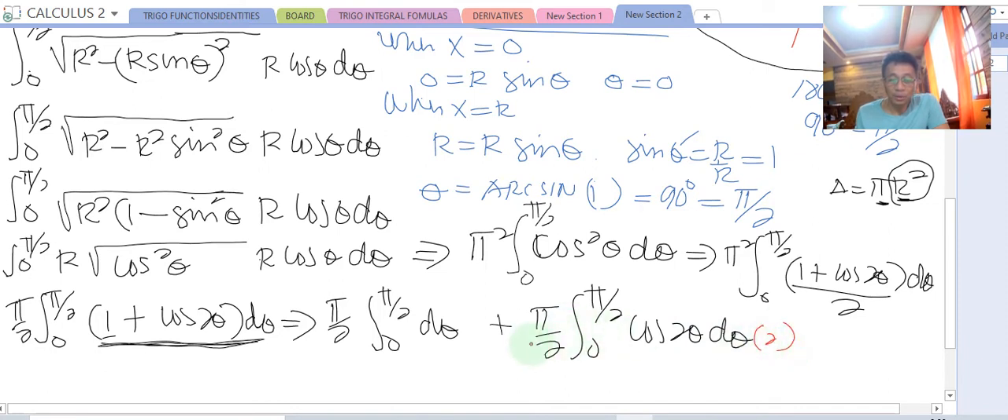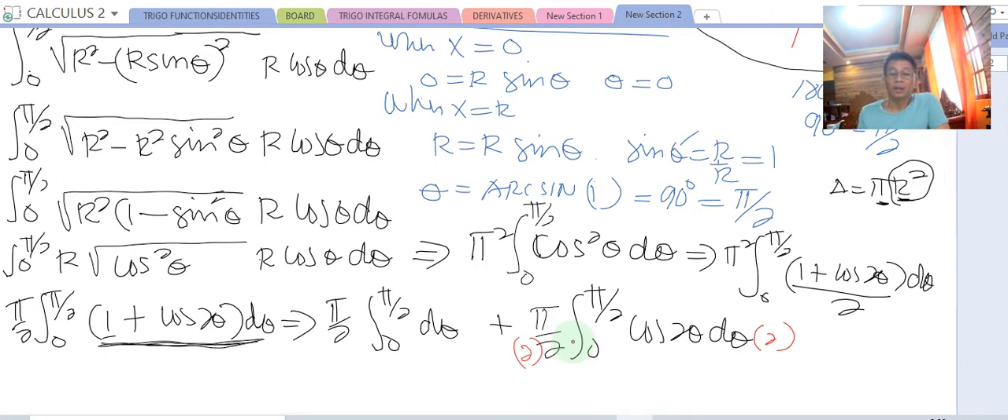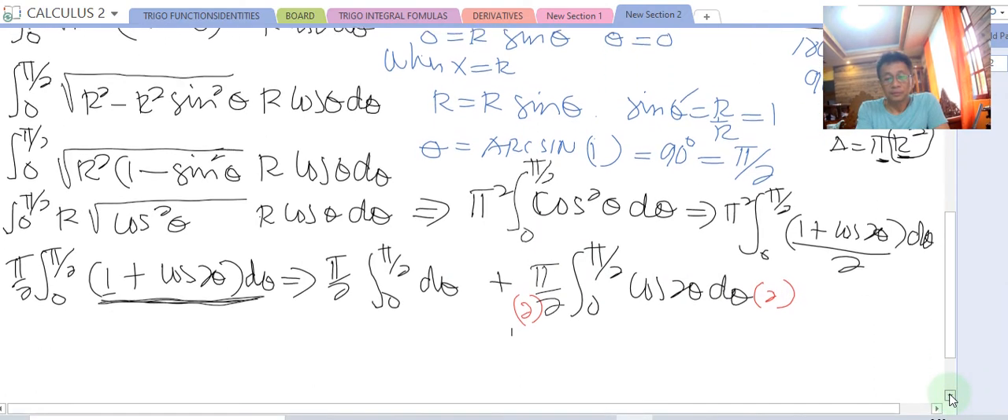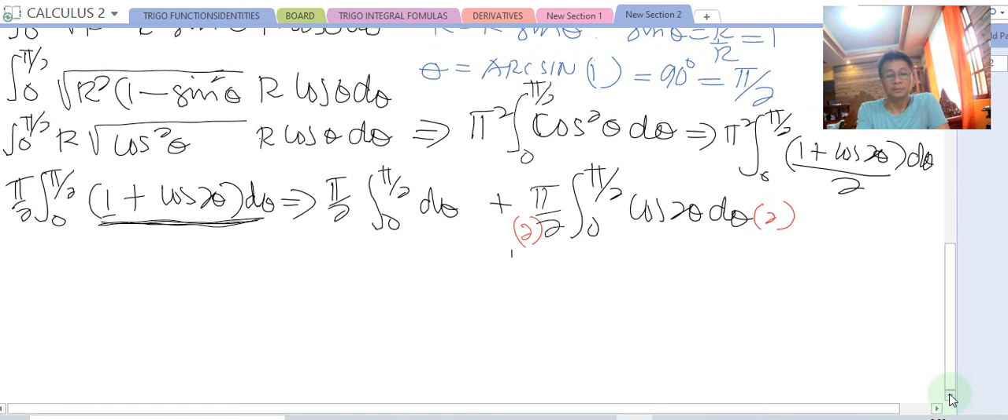We balance this with 2. So this becomes 1 half. Okay? So we continue. This is now the result. This one is pi over 2. The integral of this is only theta.